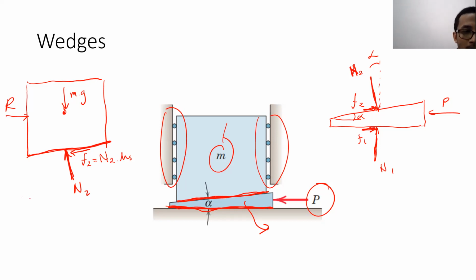Can we solve it using sigma Fx equal to 0 and sigma Fy equal to 0? Yes, sir, we can. But we need to project N2 first, since it has an angle. Yes, of course. After you solve for N2, why do you use mu S instead of mu K?